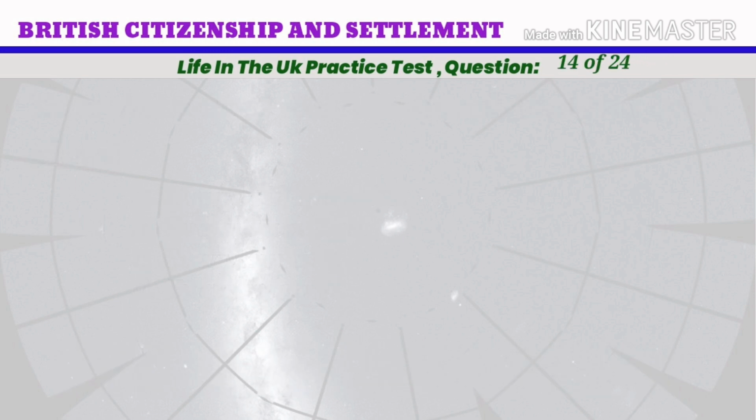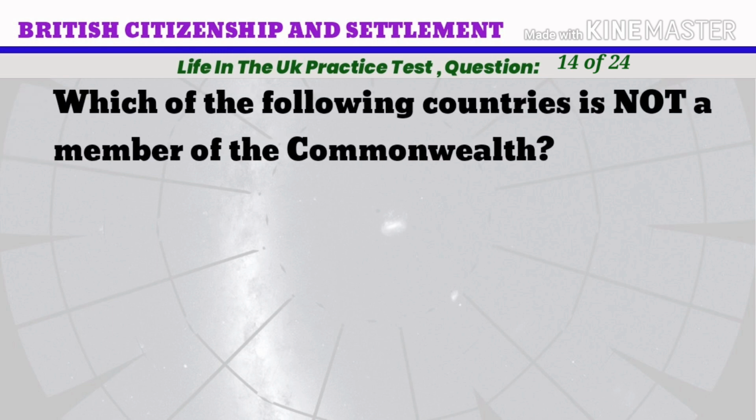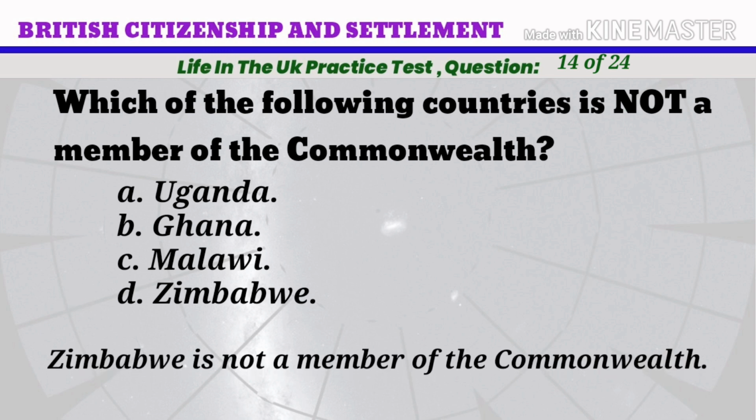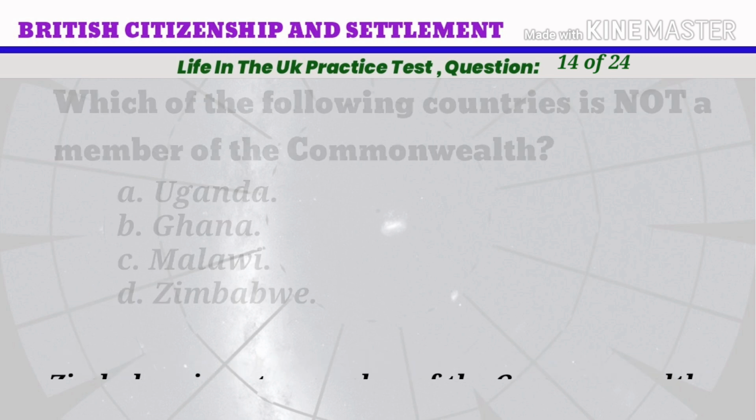Life in the UK practice test question 14 of 24. Which of the following countries is not a member of the Commonwealth? A. Uganda. B. Ghana. C. Malawi. D. Zimbabwe. The correct answer is D. Zimbabwe. Zimbabwe is not a member of the Commonwealth.